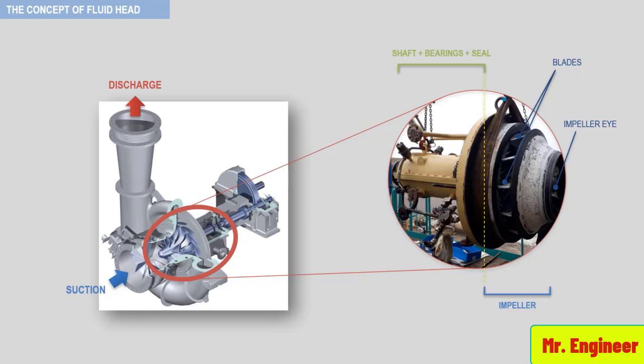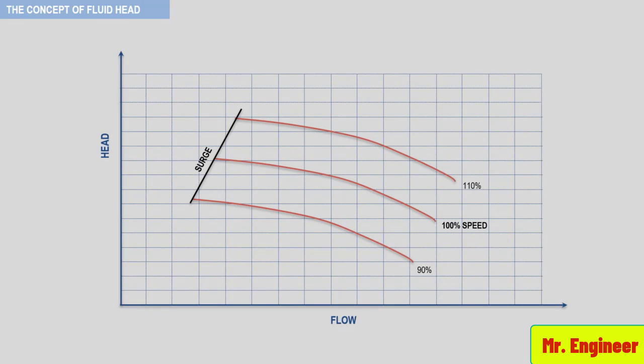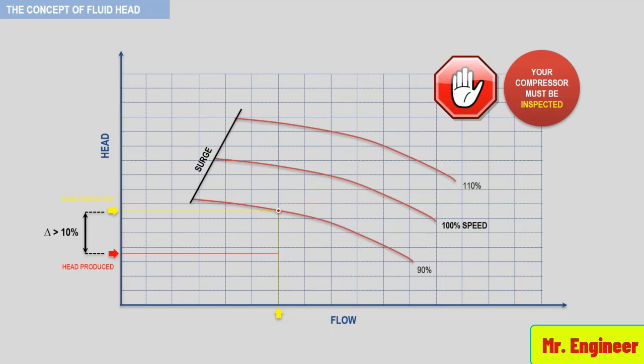Now let's go back to our head capacity curve for a centrifugal compressor running at different speeds. What I want you to understand and to remember here is the following important fact. If for a given flow rate, let's say here, and a given shaft speed, let's say 90%, the head produced, as you can see here, falls below the predicted value by greater than 10%, then your compressor should be inspected at the first opportunity.